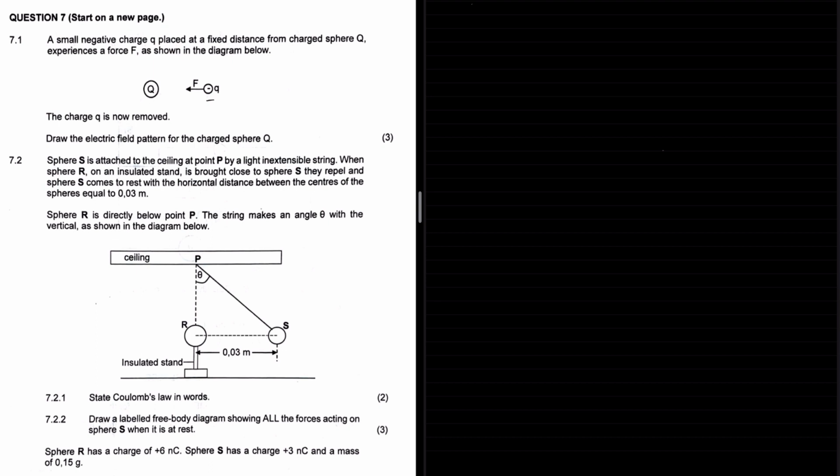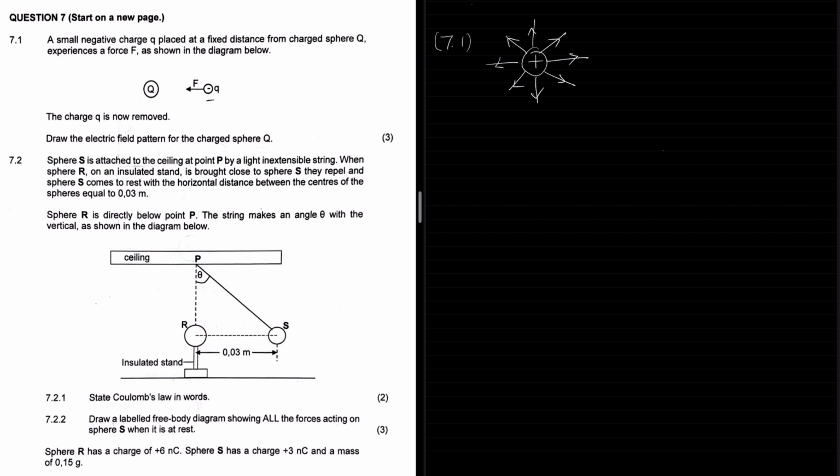Now, since q is negative and experiences a force towards Q, it means Q must be positive, right? And for positive charges, the electric field always points away from them. So if we had to draw the electric field pattern for question 7.1, we'll have a positive charge for Q, and we're going to have our electric field lines. Remember, the electric field lines do not cross or touch one another. And since it's positive, it points away from the charge, like so.